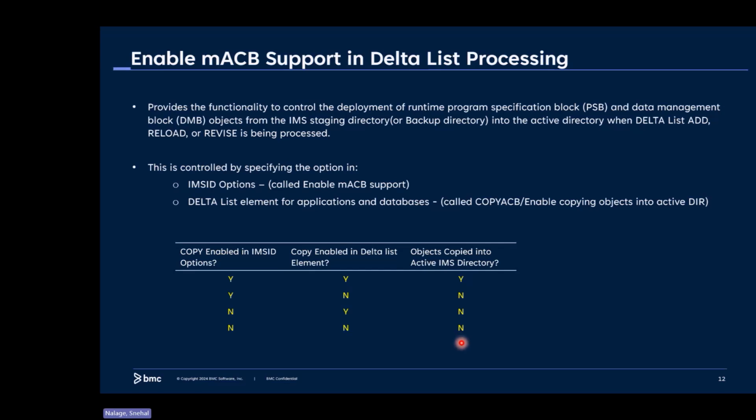So here I think we need to take note that if in the IMS ID options this option is disabled, you won't be able to activate the changes using the delta. So that's why we recommend that you keep this option enabled, and in the delta list execution on the element level, you can control whether you want to copy the objects for the specific element or not.